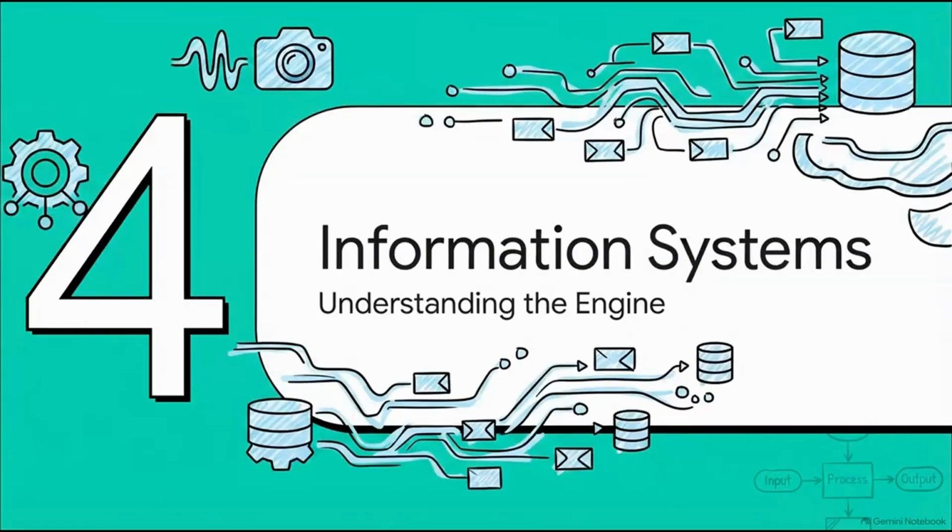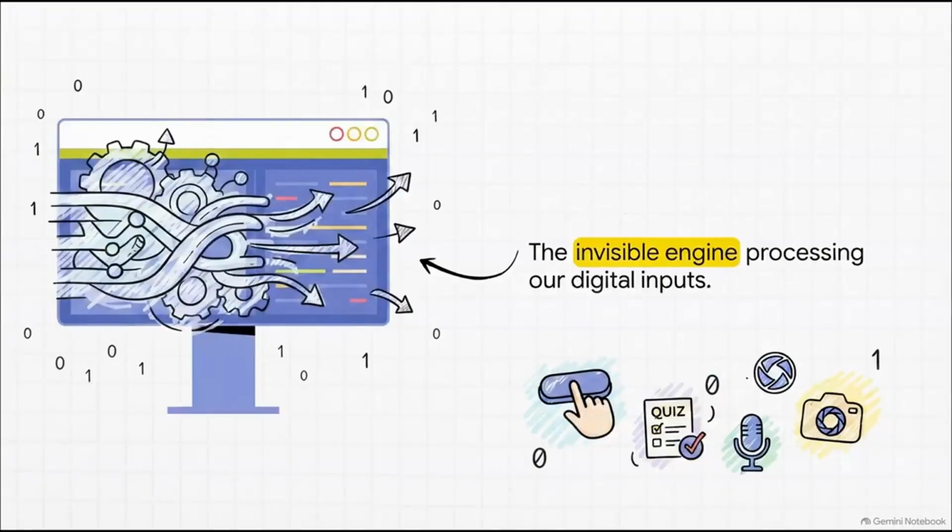Which brings us to Section 4, Understanding Information Systems. Information systems basically operate behind the scenes as the invisible engine of our digital world. Whenever you interact with multimedia, like tapping a button or submitting a quiz, you're sending an input. The information system is the underlying structure that receives and manages every bit of it.